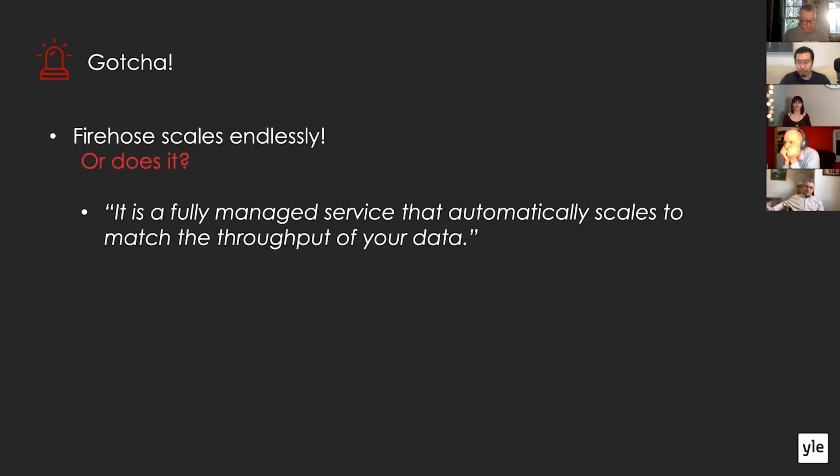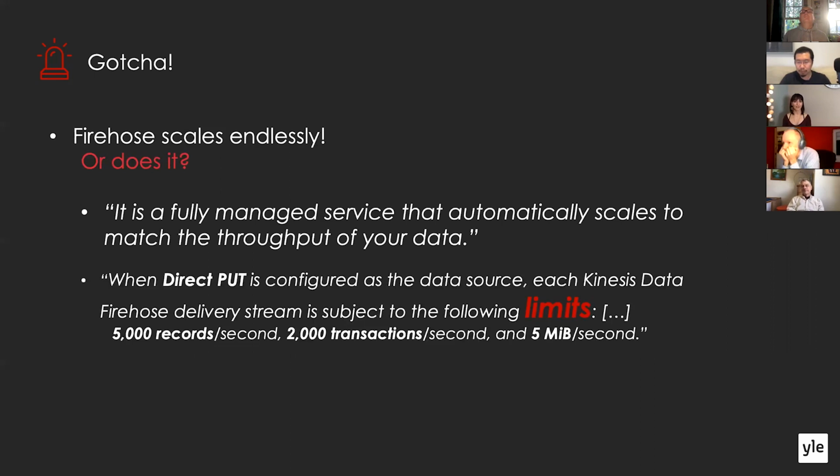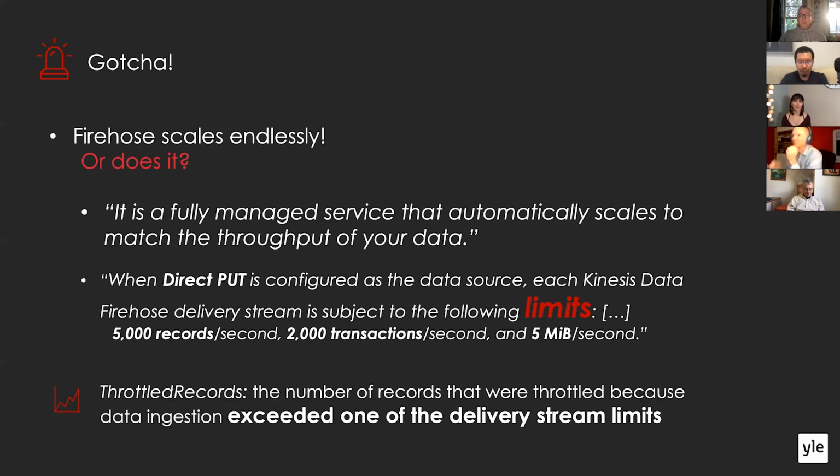So you read the documentation and it says it is a fully managed service that automatically scales the large throughput of your data. And so far so good. But then you keep on reading, as you always should with the documentation, and you see this part, which says when direct put is configured, each Kinesis Data Firehose delivery stream is subject to the following limits. And then it will go on and tell you that the limits are soft limits and hard limits, you can increase them and so on and so forth. But the key here is that there are limits and you need to know about them, not just assume that things will work out of the box. And at least now there is a metric which will actually tell you if you reach those limits and exceed those limits.